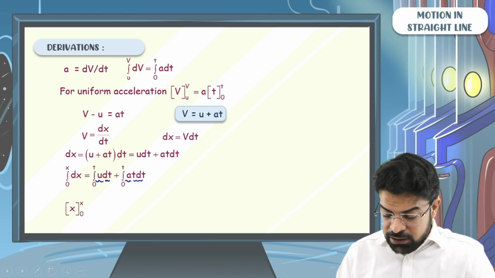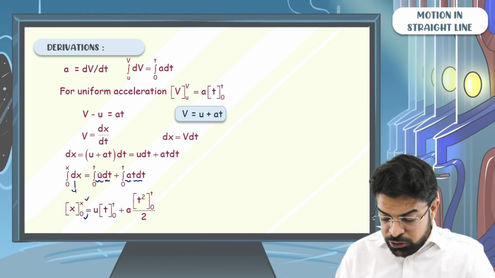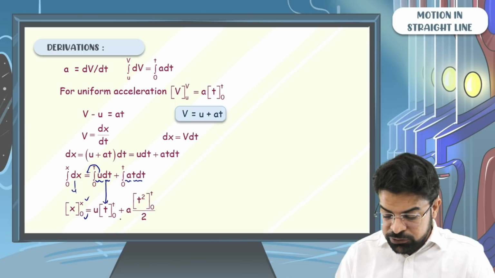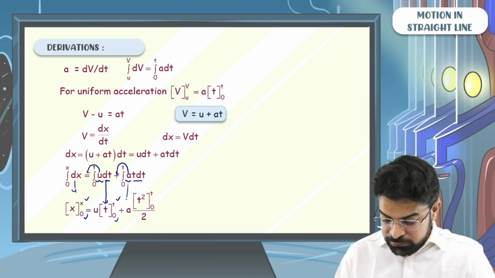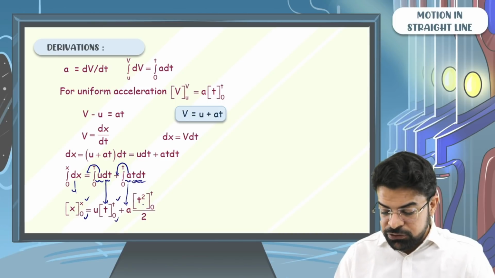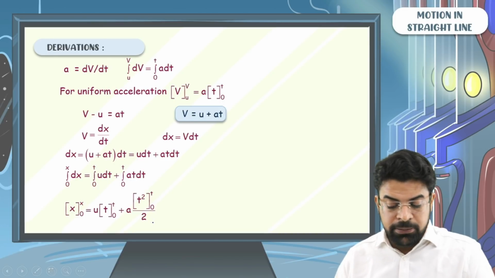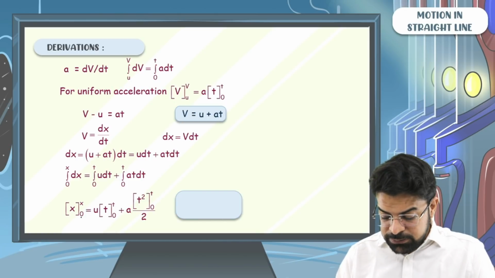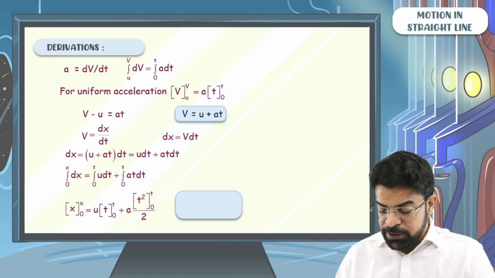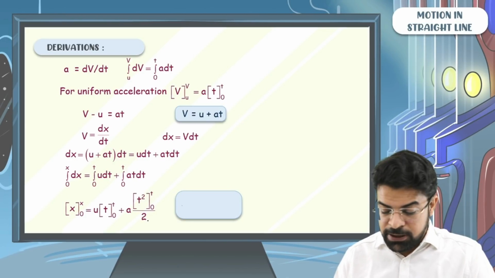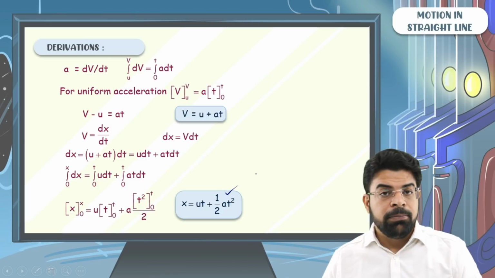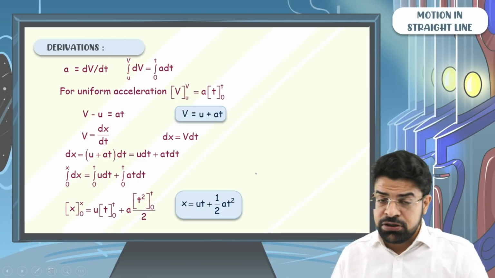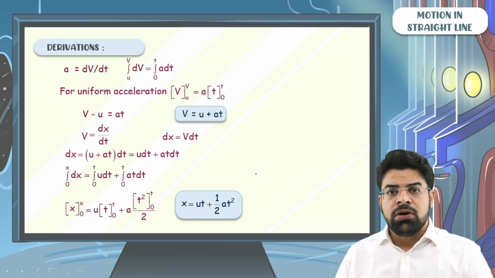So you get integration of dx, x, lower limit 0, upper limit x, equals u taken outside, integration of dt gives you t, lower limit 0, upper limit t. Take a outside here, integration of t dt gives you t square by 2, lower limit 0, upper limit t. After substituting upper limit minus lower limit, we get x minus 0 equals u into t minus 0 plus a into t square minus 0 square by 2. So you get x equals ut plus half at square. This is the second equation of motion. Now let's talk about the third equation.